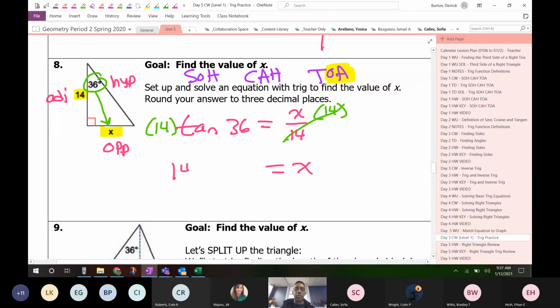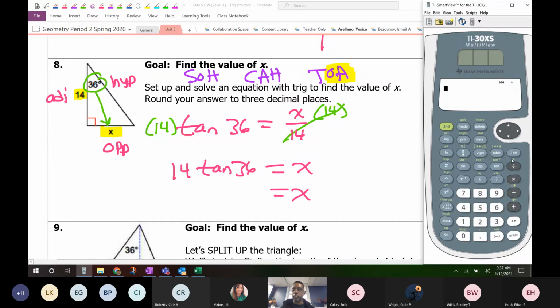Okay, so really you just have 14 tangent 36. So 14 tangent 36 is 10.172. Got to round up.